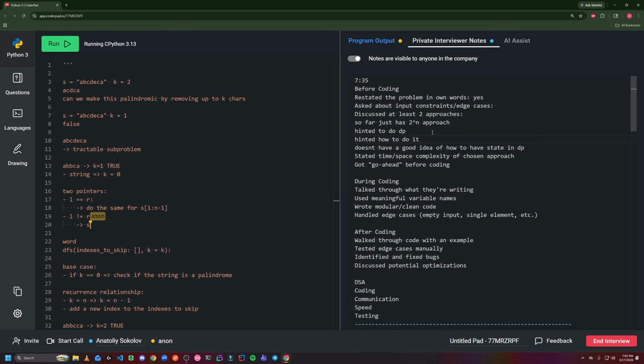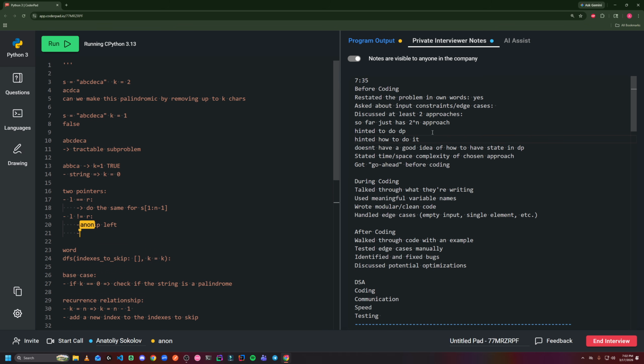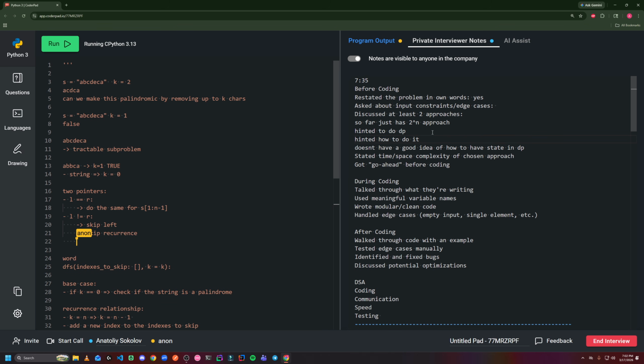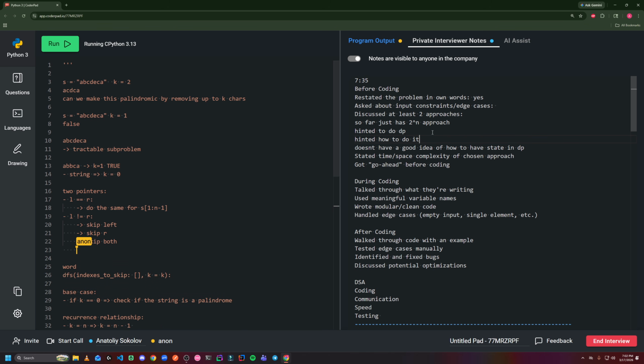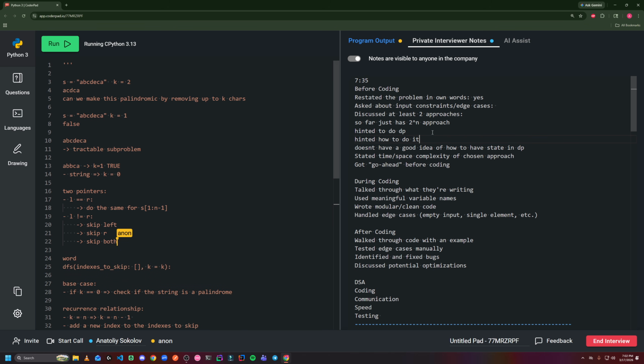So we could skip L, or skip R, or skip both. And we can do that as long as we have K opportunities. K tells us how many of these we can try. Yeah. So what would that function look like? What inputs would you need and stuff?